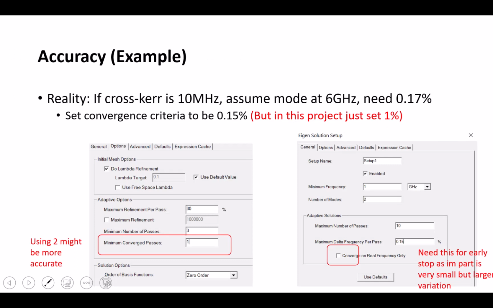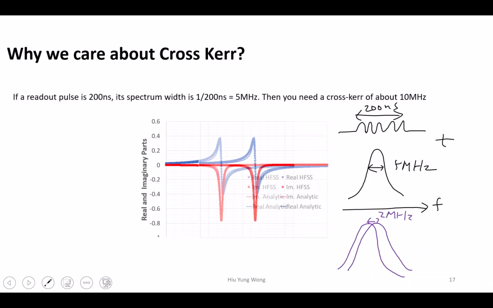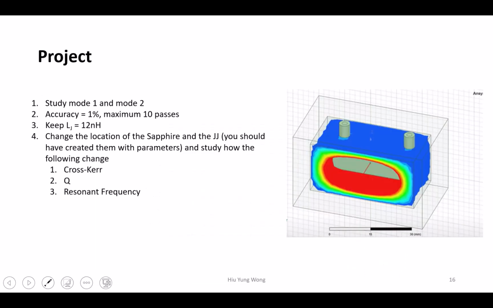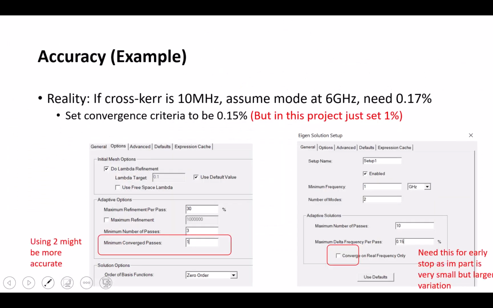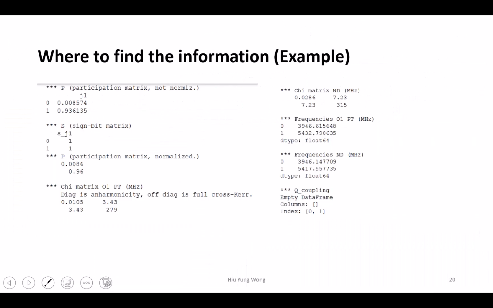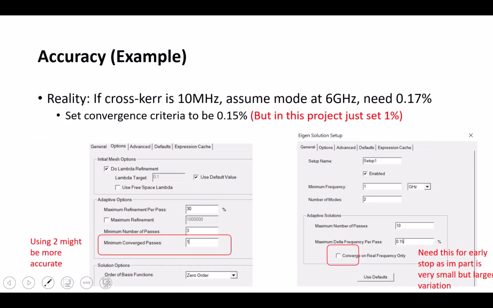Then how about the accuracy? In terms of the Cross-Kerr, when we're trying to calculate it, does the simulation give it to us, or do we have to calculate it like this? The simulation, okay, I'm going to show you actually. Let me go through step by step.